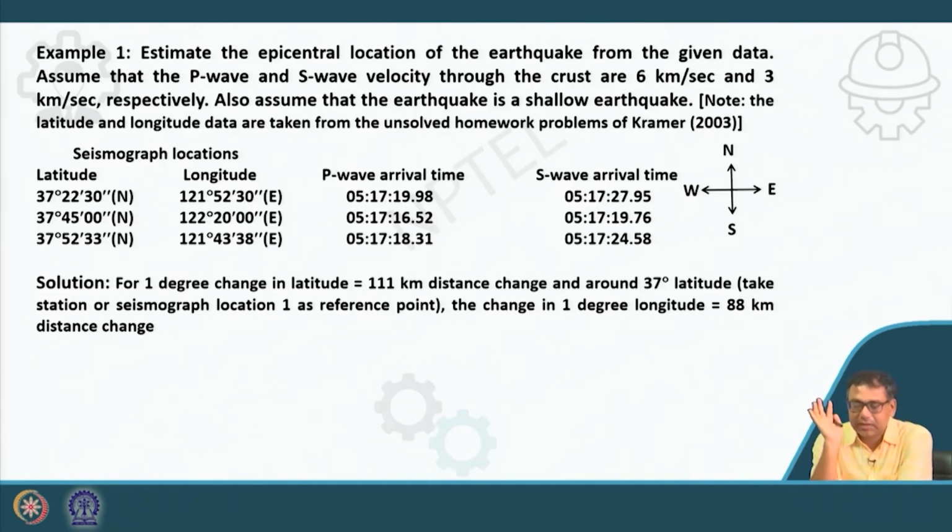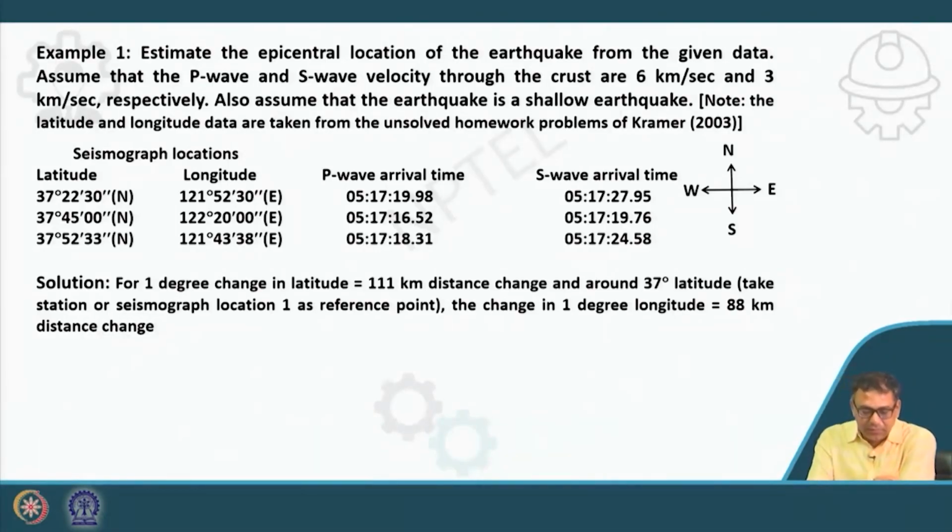It is given that the P wave and S wave velocities are 6 kilometers per second and 3 kilometers per second. That means the waves are passing through the crust, and it is a shallow earthquake, so obviously the distance between epicenter and hypocenter is very small. So I can use my first method, that equation. Let's use that equation and do it.